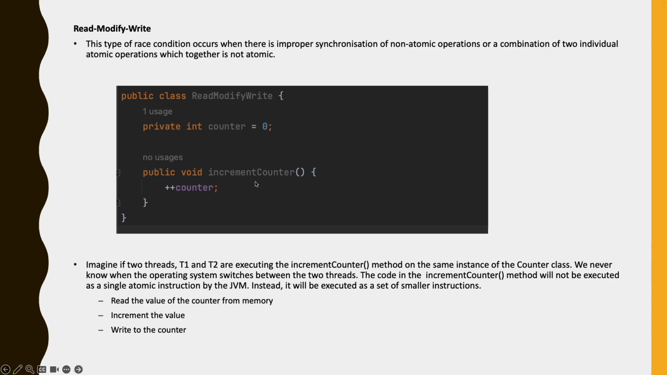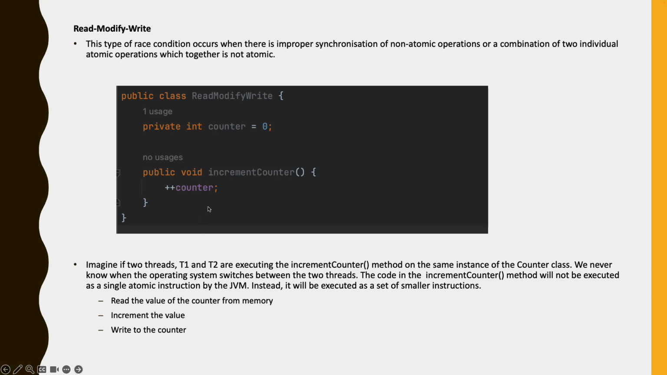Let's try to understand this with an example for better understanding. I have a class here wherein I have a counter variable and I am incrementing this variable inside my increment counter method. Suppose we consider two threads T1 and T2 that are executing this increment counter method. We won't know when the OS switches between the two threads T1 and T2. This single line of code in the increment counter method will not be executed as a single atomic operation by the Java virtual machine. It will be split into smaller instructions.